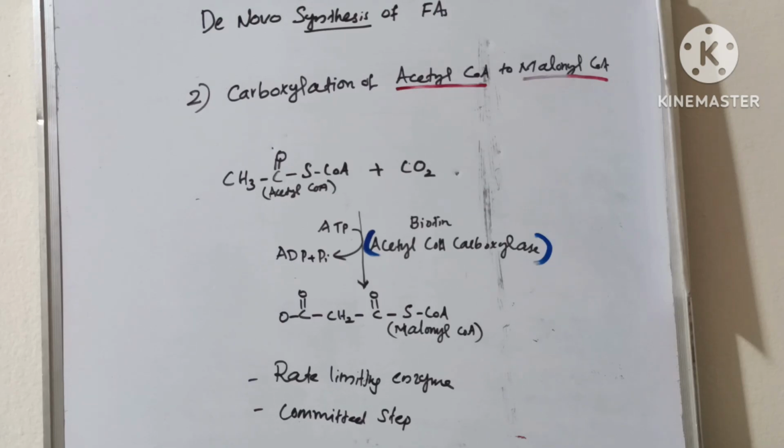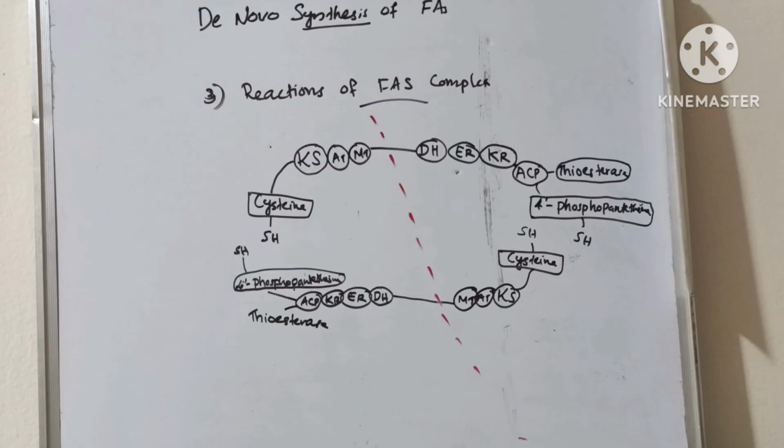The second phase of fatty acid synthesis is carboxylation of acetyl-CoA to malonyl-CoA. Here, acetyl-CoA combines with carbon dioxide in presence of enzyme acetyl-CoA carboxylase and biotin and forms malonyl-CoA. Here in this process, 1 ATP is utilized. This enzyme acetyl-CoA carboxylase is the rate-limiting enzyme of fatty acid synthesis and the conversion of acetyl-CoA to malonyl-CoA is the committed step of fatty acid synthesis.